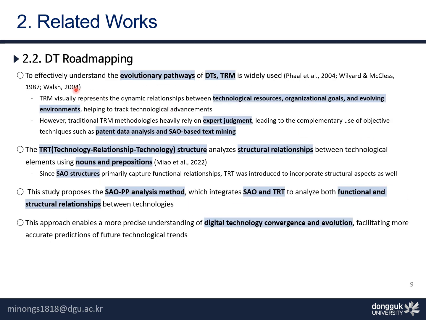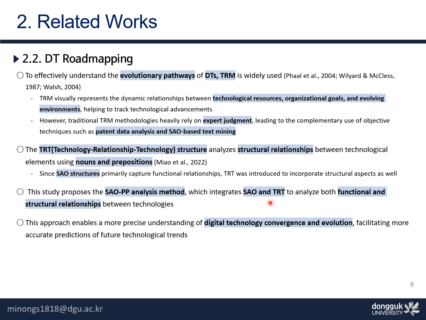And for DT road mapping, to understand the evolution of disruptive technologies, technology road mapping is used to track advancements by mapping relationships between technology, goals, and environments. Traditional TRM relies on expert judgment, but objective methods like patent analysis and SAO-based text mining complement it.